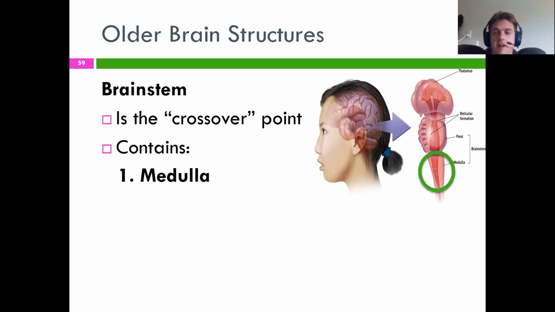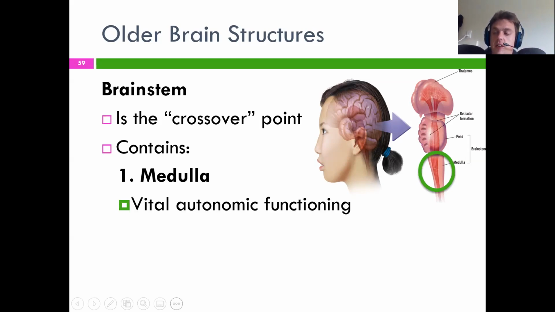The brainstem is made up of several areas: the medulla, the pons, the reticular formation, and then the thalamus. The medulla is, again, because we're dealing with the most basic stuff needed for survival, responsible for vital automatic functioning. So you have things like breathing, heartbeat, blood pressure, and vomiting. These are generally regulated by the medulla.